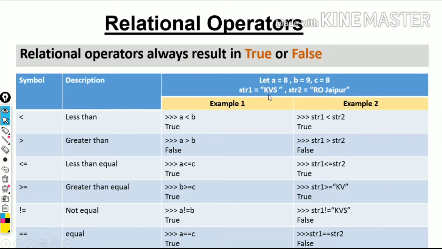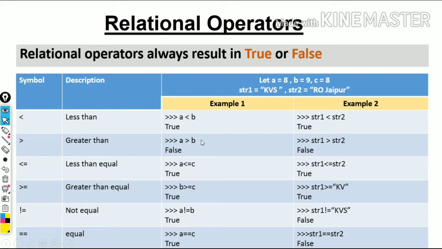We will start from the first letter of the string. In str1 it is k, in str2 it is r. K comes before r. So str1 is less than str2. It is true because k comes before r. The value of r is greater as compared to the value of k.